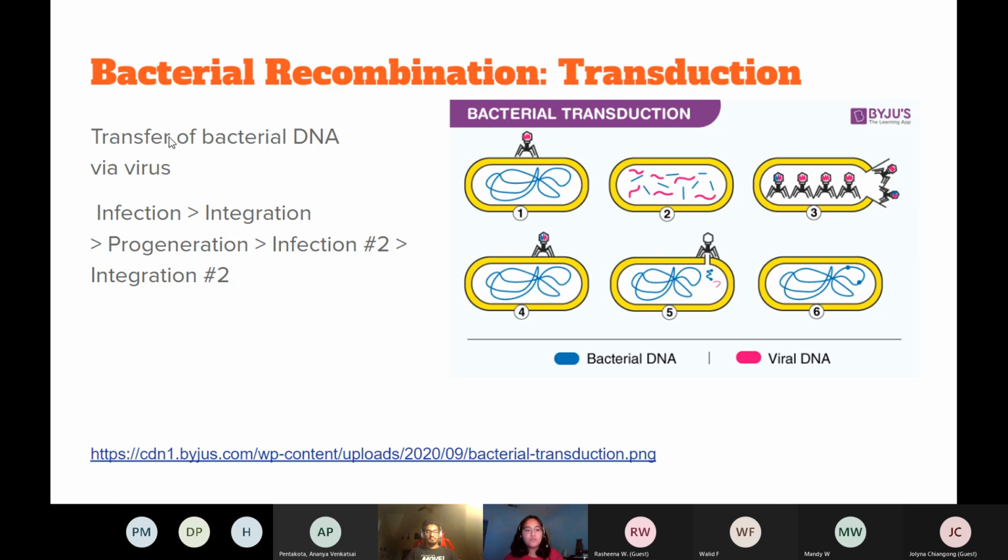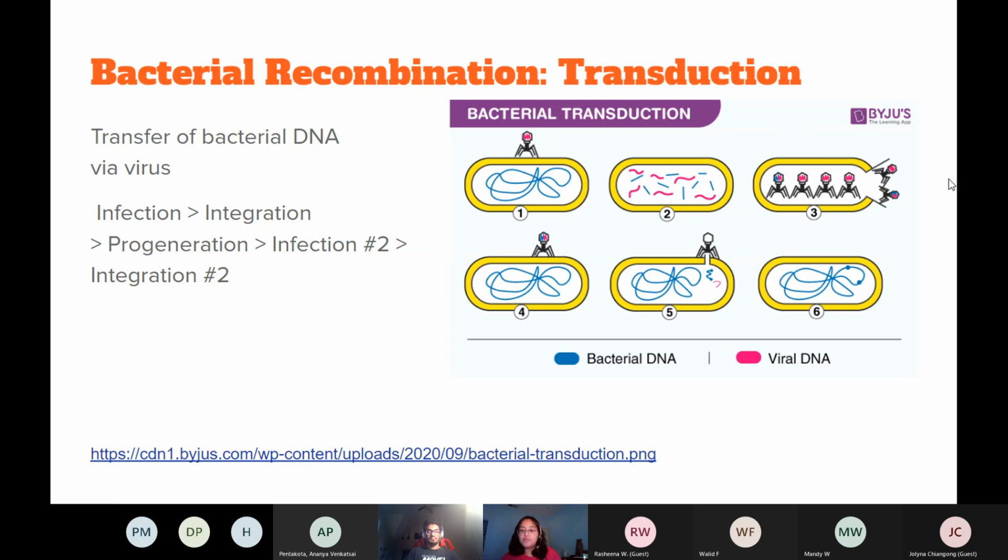So typically it's through a virus. So you have your virus here sitting on your bacteria. And the first step that happens is the infection of the bacteria. So you have the virus, it injects some of its DNA, and its DNA ends up becoming mixed with the bacterial DNA. From there, having the DNA inside the bacteria, it's able to make its own little baby viruses, so progeneration, so it's making progeny.